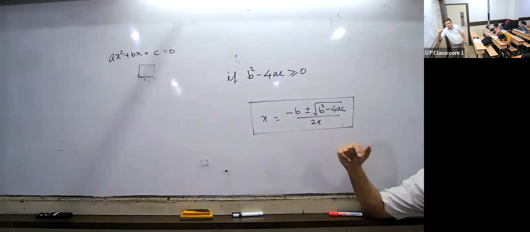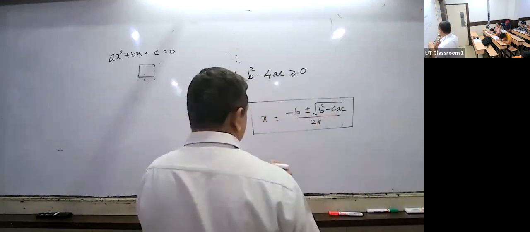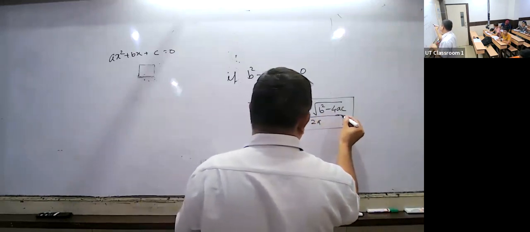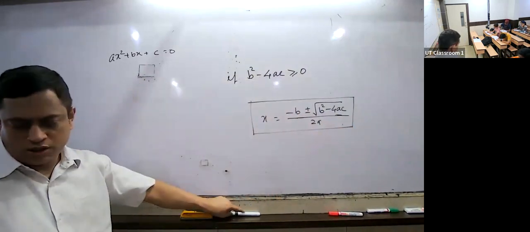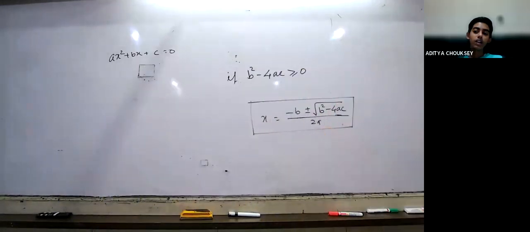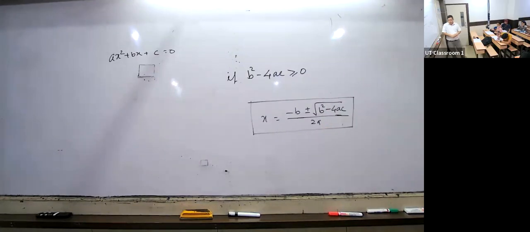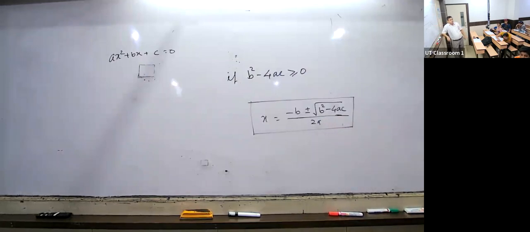the solution is x = (−b ± √(b² − 4ac)) / 2a. Without mistake, please write it down. Sir, in the exam, would they ask for the derivation? No derivations. Minus b plus or minus root of b² − 4ac upon 2a. Has everyone written it? Note that 2a is completely below, not only the term. Understood? Now the formula is learned.